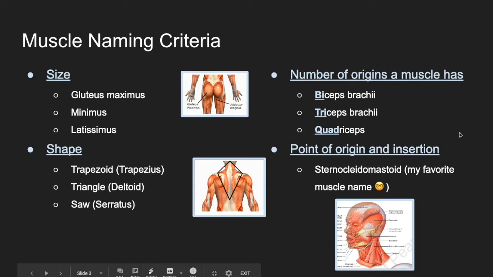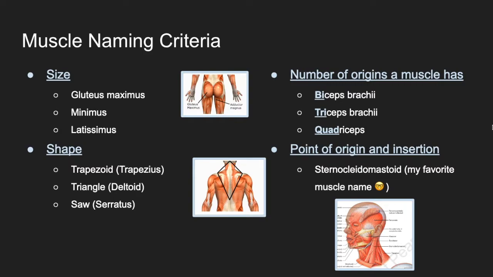One that isn't used a ton, but there are 3 muscles in the body that use the number of origins that a muscle has. Remember, the origin is the place that is stationary, the insertion is what is moving. The biceps brachii has bi, which in that Latin root means 2, so biceps have 2 origins. Triceps brachii have 3 origins, and then your quadriceps in your leg have 4 origins. So it's attaching at 4 different points.